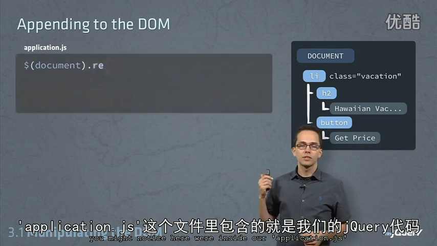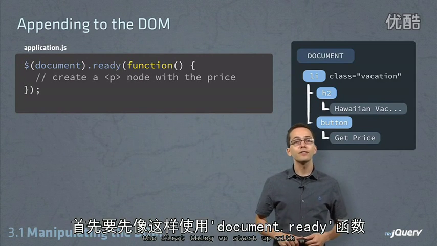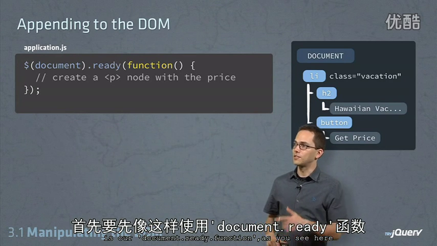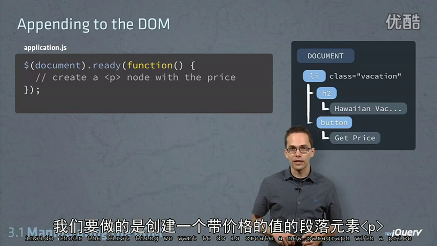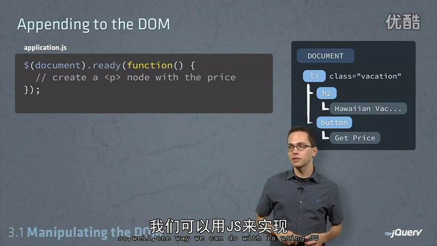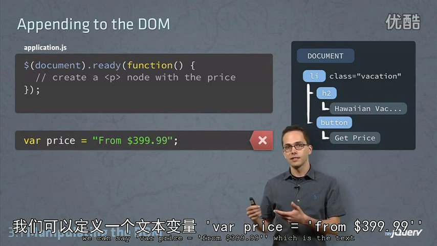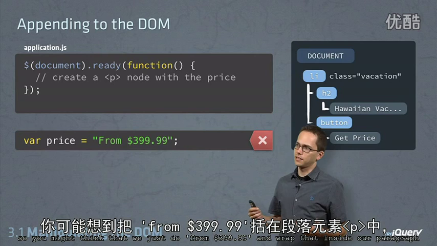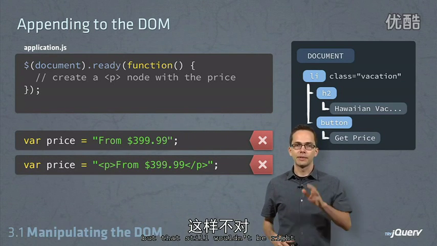You might notice here we're inside of our application.js, where we're going to write all of our jQuery code. And the first thing we start out with is our document ready function, as you see here. Inside of there, the first thing we want to do is create a new paragraph with the price. So, one way we could do this using JavaScript is we could say var price equals "$399", which is the text. However, we want to create HTML here, so you might think that we would just do "$399" and wrap that inside of a paragraph, but that still wouldn't be right.